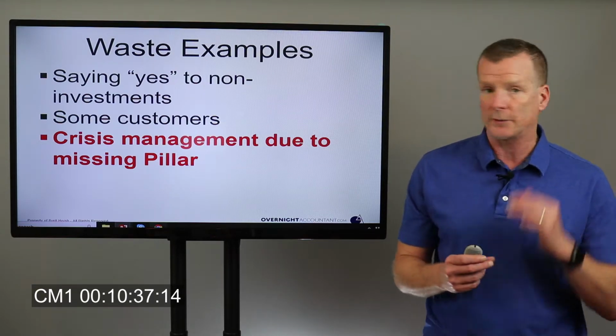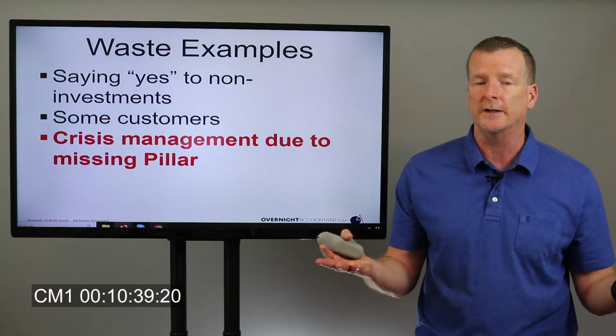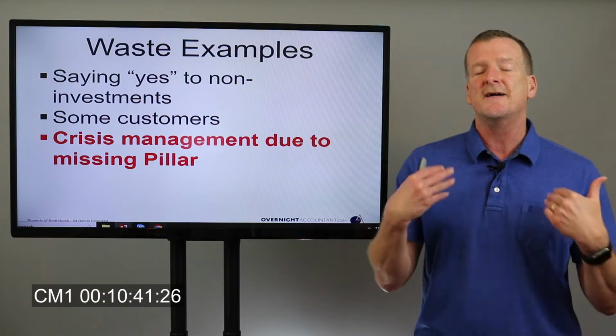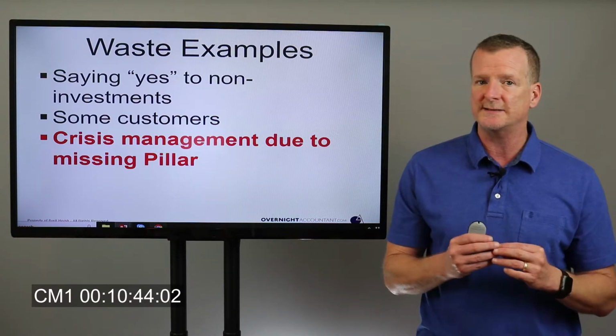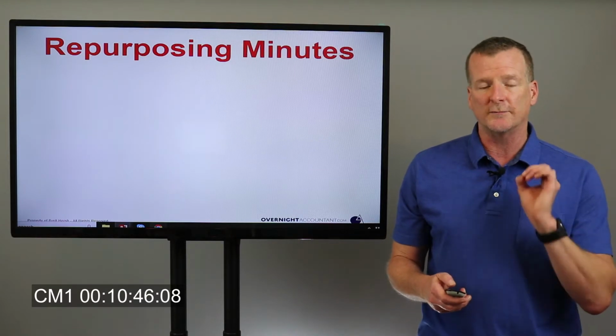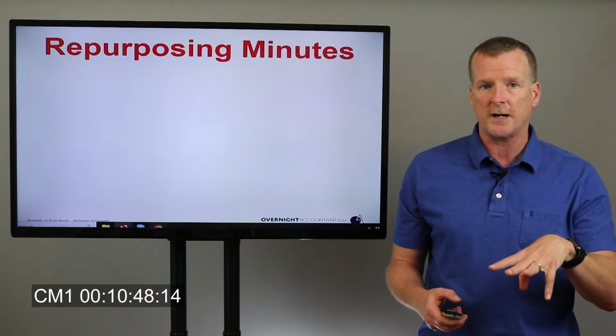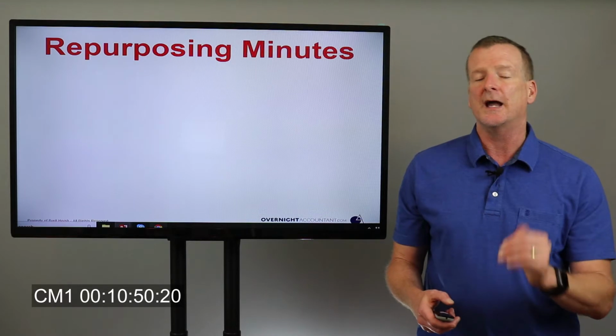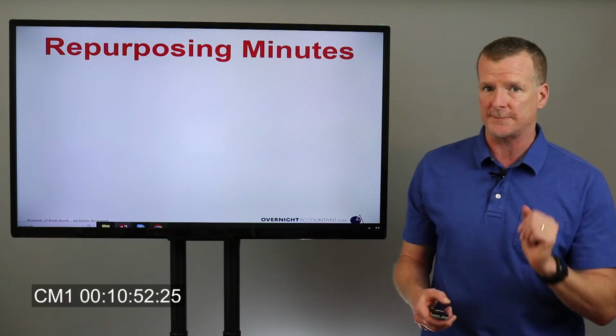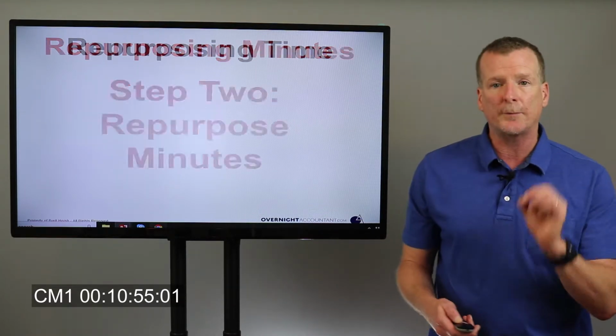Also, crisis management. Crisis management resulting from a lack of a pillar, crisis management resulting from not having effective systems, not doing the right thing. So those are all examples of wasted time. We're going to put all these things into columns, add them up. And once you've added up, you're going to be surprised by where your time's going, by the way. Then we want to repurpose those minutes.